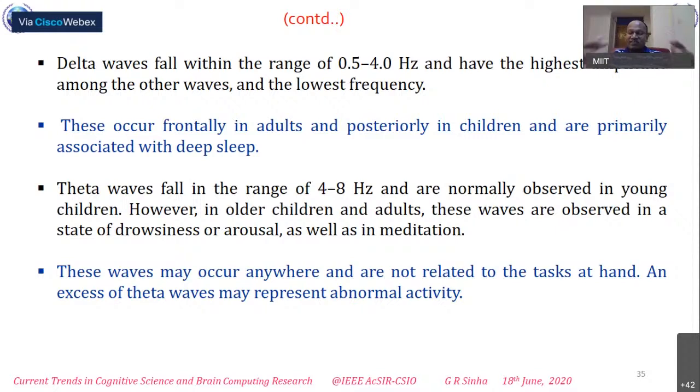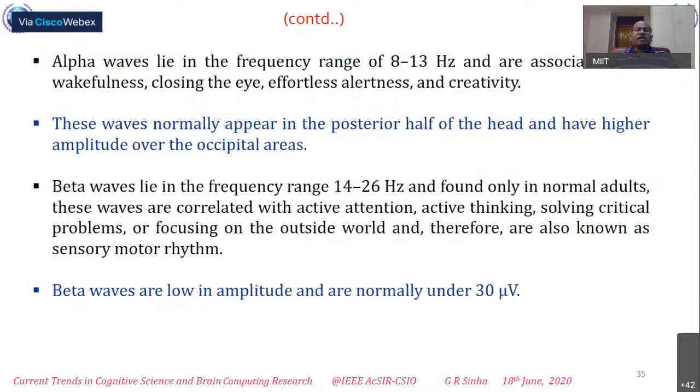And there are standard waves, and when there is a change in any of the standard waves during any activity, it means something is wrong, some abnormality, and if the variation is more, it means some disorder is there in the human brain. These waves may occur anywhere and are not related to the task at hand. An excess of theta waves may represent abnormal activity. So an enormous number of theta waves indicates abnormal activity inside the brain.